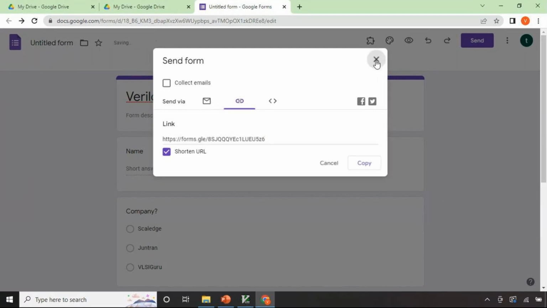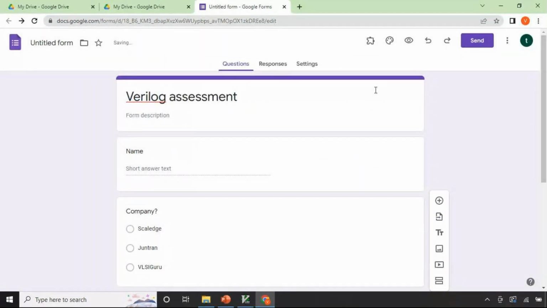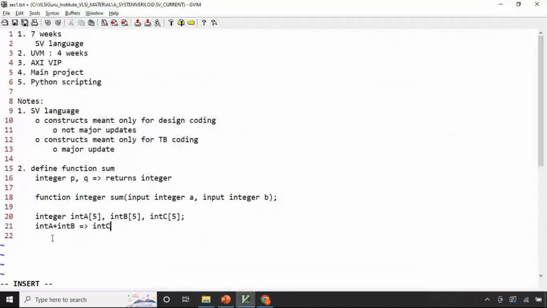I sent the link in the group for the online students. Please fill that. The question is very simple. I have integer array, int array 5, that is 4 down to 0. This also 4 down to 0. This also 4 down to 0. What I want to do is add, using this function sum, this array with this array and store the result into ints. Simple, right? Nothing complex. I want you to tell me how you are going to use the function.